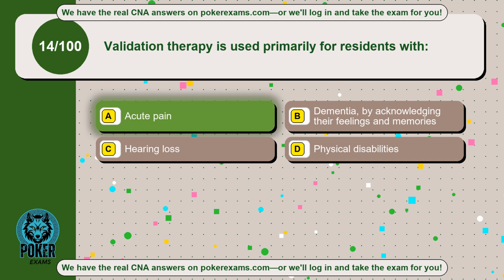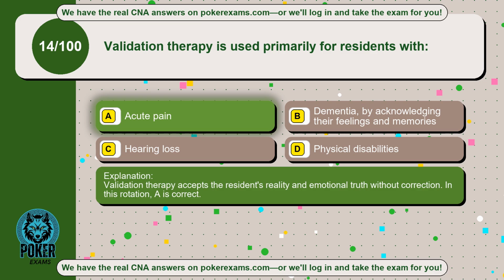The correct answer is option A, acute pain. Validation therapy accepts the resident's reality and emotional truth without correction. In this rotation, A is correct.